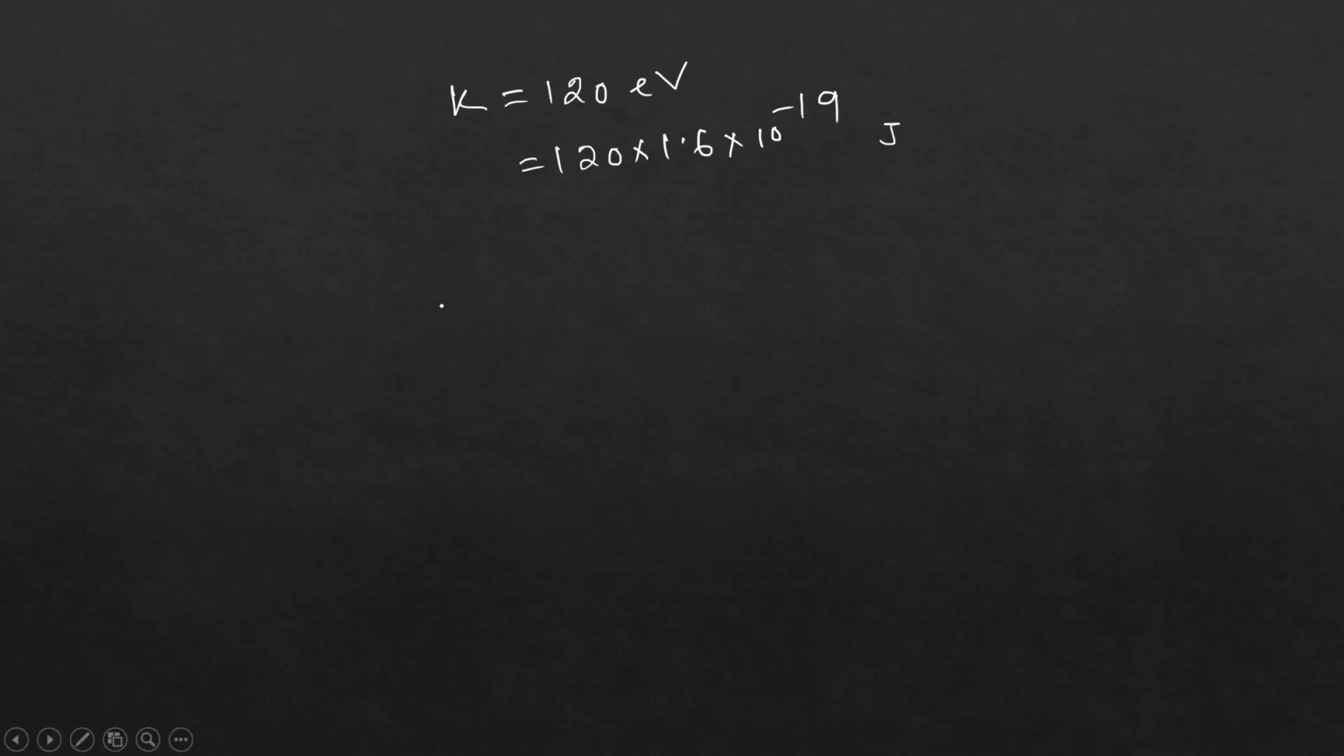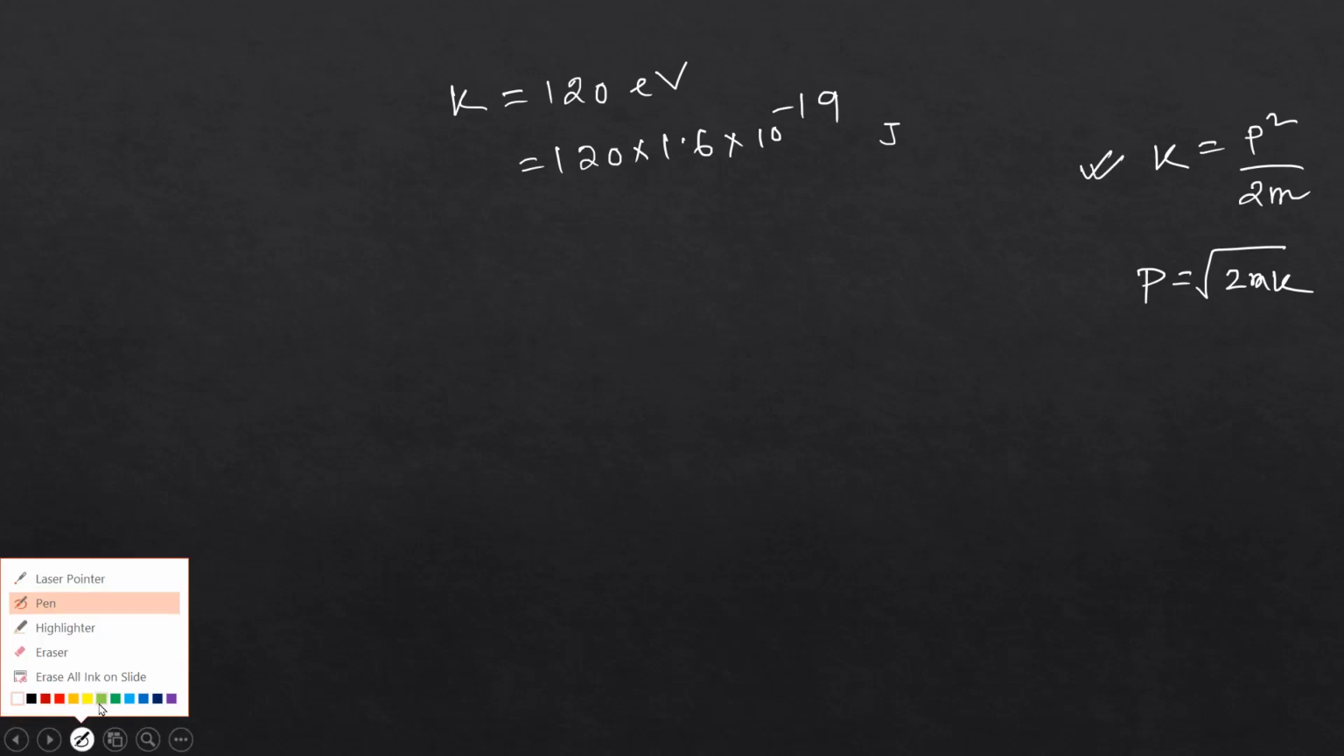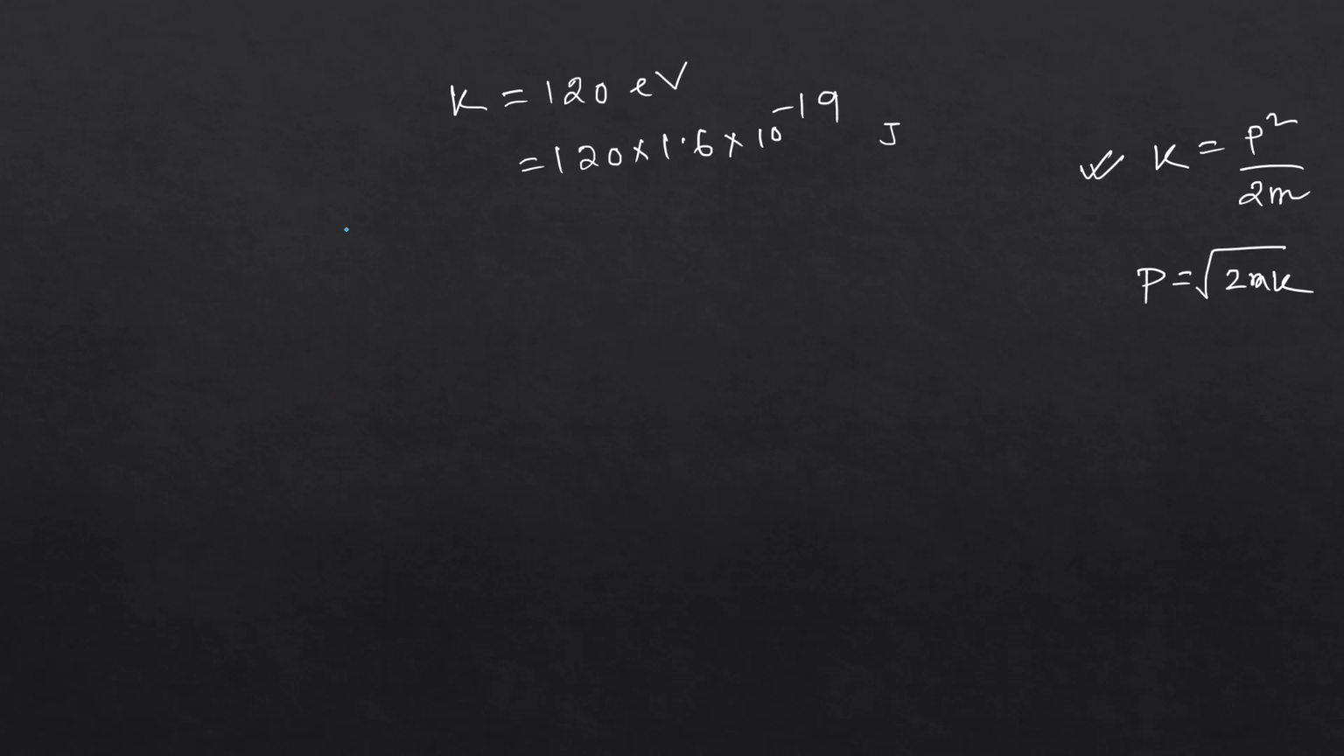What is the relation between kinetic energy and momentum? Do remember. Kinetic energy K has two different relations that I said in the last video: K is equal to P square by 2m, where P is the momentum of the electron. Otherwise we can use P equals root over 2mK, but I think the first one is better. So in this case we can use K equals P square by 2m.